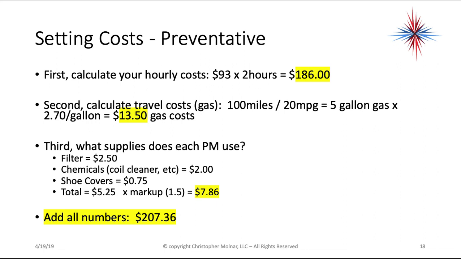But the reality is this: if you want to bring home close to $100,000 a year, or 90 some thousand dollars a year, you almost have to charge $207.36 for a preventative maintenance visit that takes 2 hours total time, including travel.